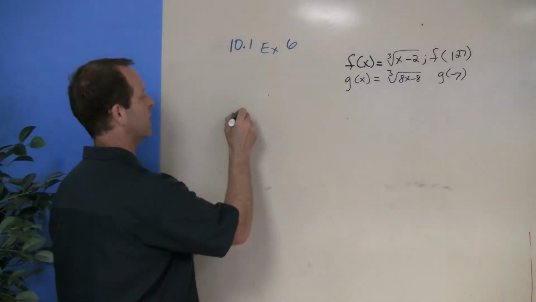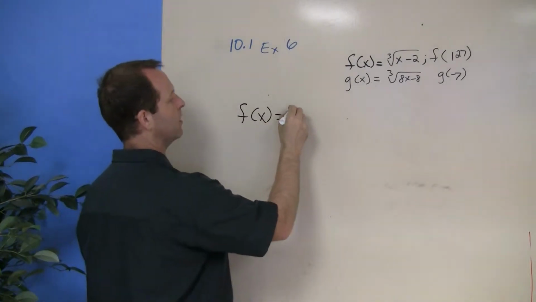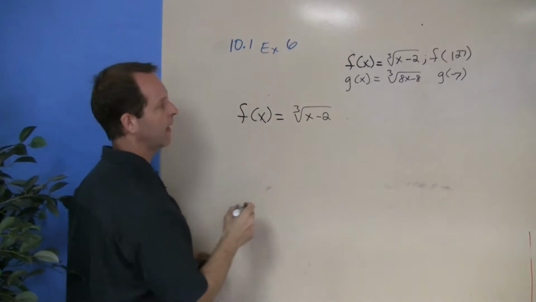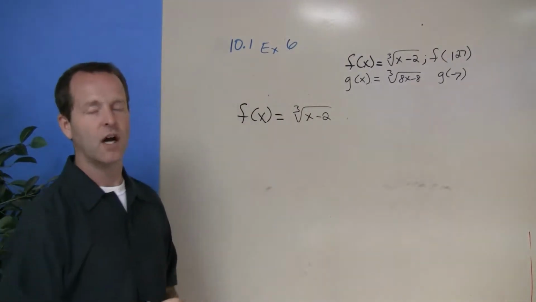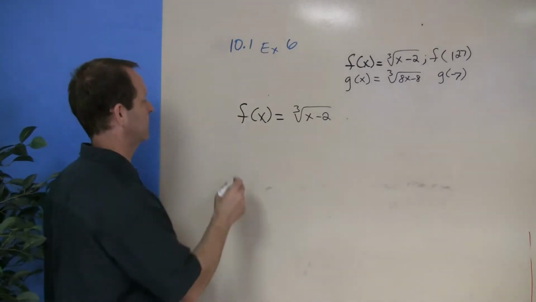So we have the function f of x equals the cube root of x minus 2. And I want to evaluate it at 127. So what's f of 127?